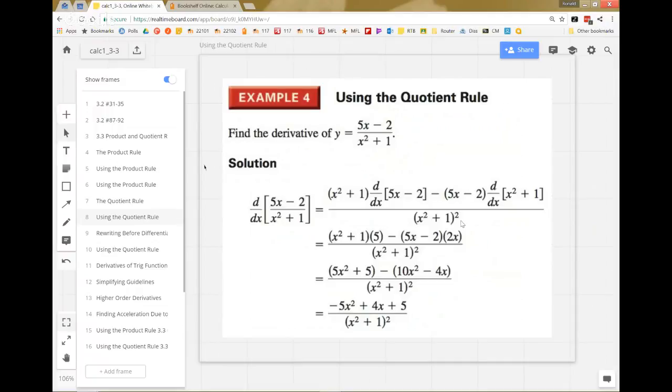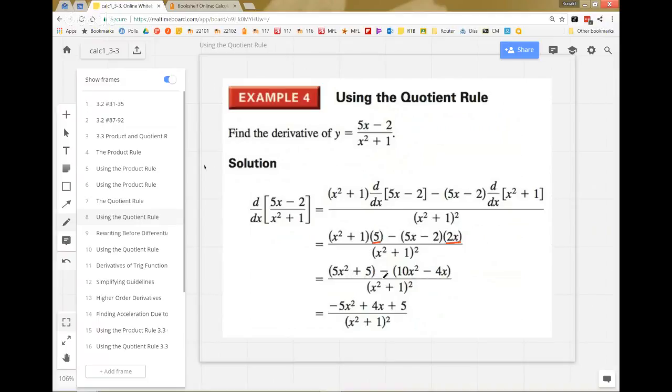All right. By the way, don't worry about that denominator squared. We're not going to touch that. We're going to just leave it as squared. So now you actually execute it. X squared times, what's the denominator of 5x minus 2? Yeah, it's 5. Minus 5x minus 2 times the derivative of x squared plus 1. 2x. Okay. Well, let's just multiply it out.